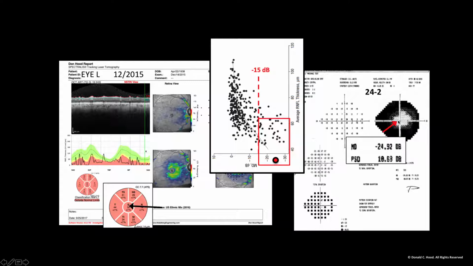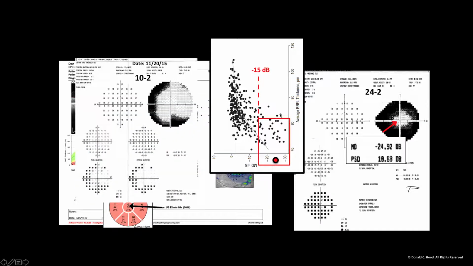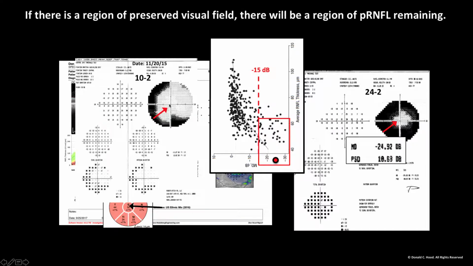Thus the argument is you can use the visual field, and you can see it here on the 10-2. Okay, here's the rule. And again, you can take this as a hypothesis to be tested against your own data. But our hypothesis, and the hypothesis for which we have evidence, is if there's a region of preserved visual field, then there'll be a region of circumpapillary retinal nerve fiber layer remaining.